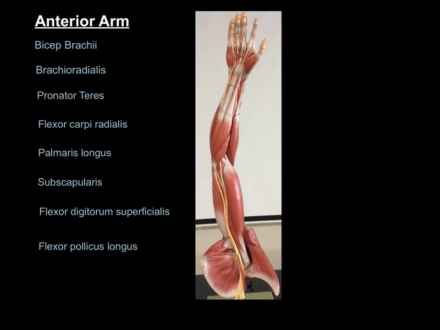What we're going to do is start with the anterior arm. Imagine anatomical position, a person standing facing you, arms down at their sides, palms facing forward. So the anterior side of the arm is palm facing forward. We're going to start with the anterior arm and identify the different muscles that we can see in this view.